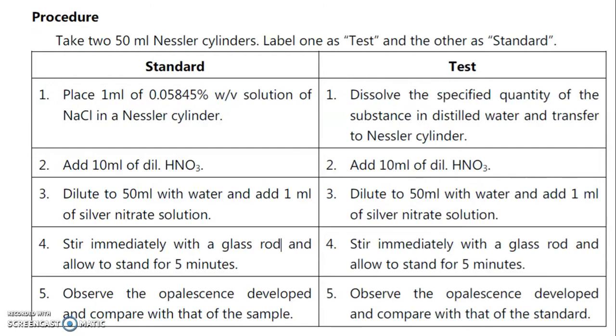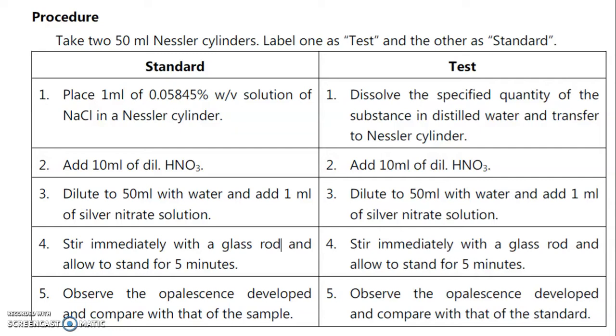The procedure is the same as we performed earlier for the limit test for chloride. Similarly, we take a pair of Nessler cylinders and mark them as standard and test. But here we have to take a sample and modify it for its nature, for making it soluble or for decolorizing. Then that sample we transfer to the test Nessler cylinder. Similarly, we transfer 1 ml of standard 0.058 4-5% weight by volume solution of sodium chloride into the Nessler cylinder marked as standard.